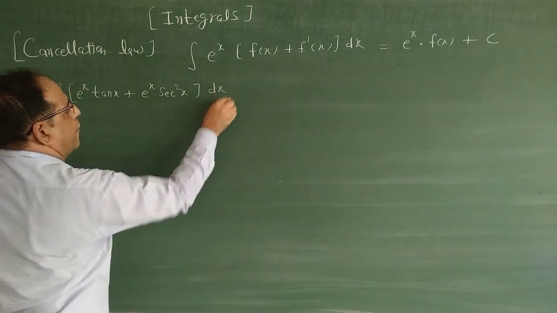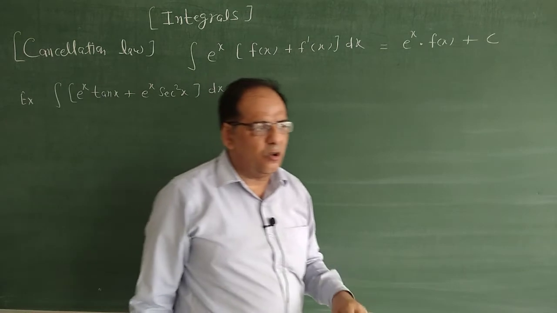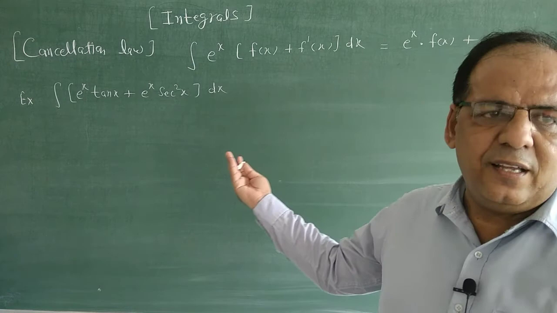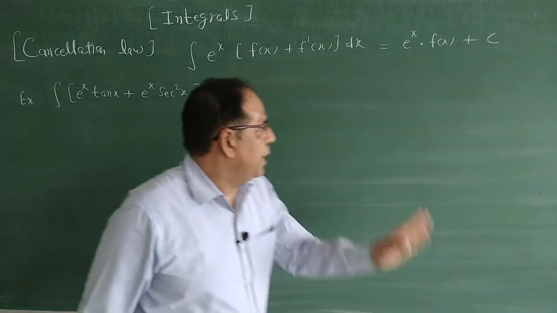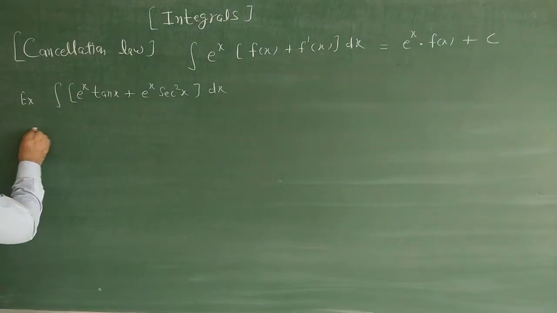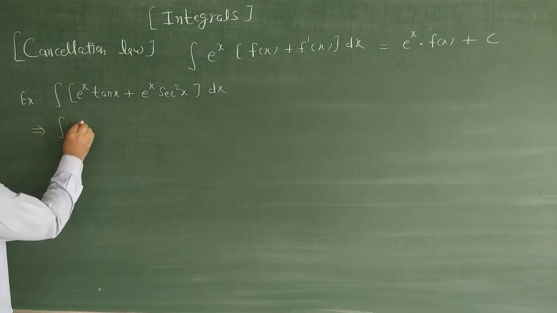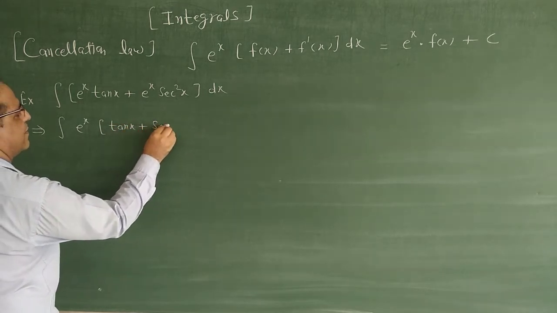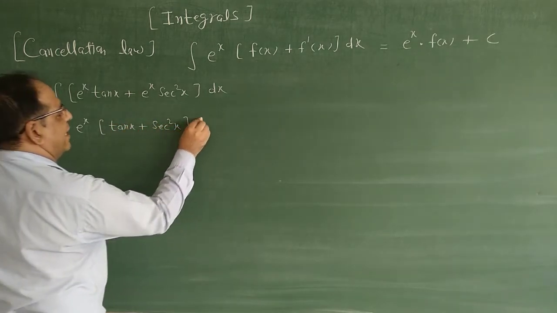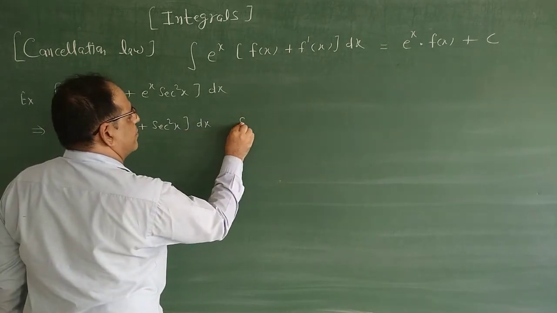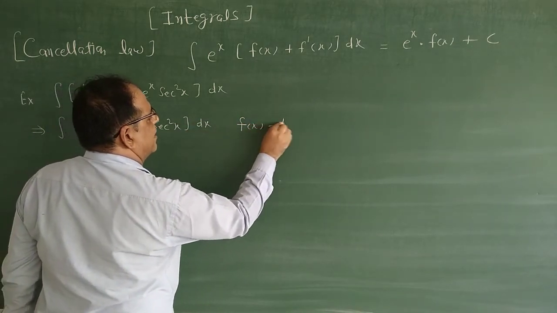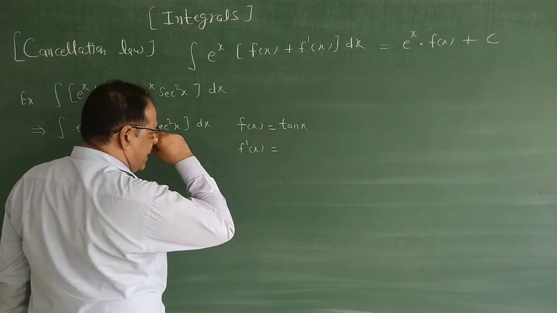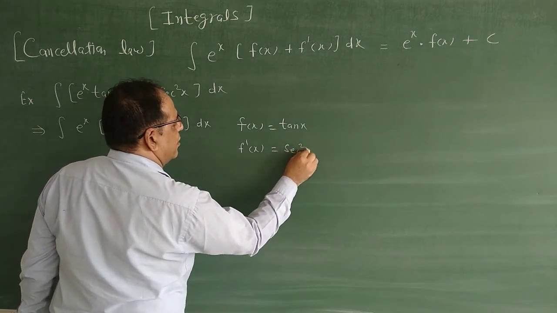If we are not aware of the cancellation law, we solve this question using integration by parts. But if we are aware of the cancellation law, we can write it as e to the power x times the bracket tan x plus sec square x dx. Here assume f(x) equal to tan x, then the derivative f'(x) becomes sec square x.